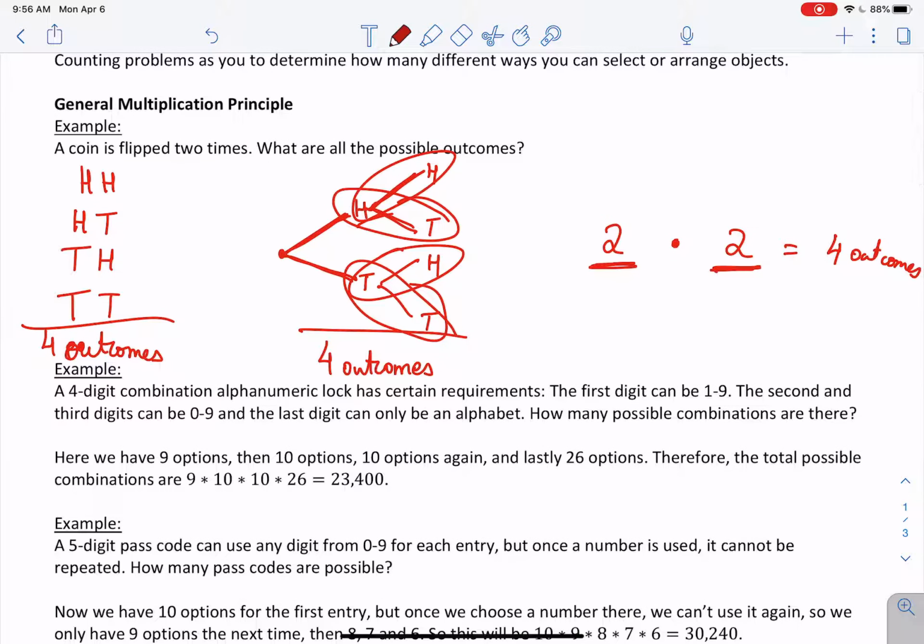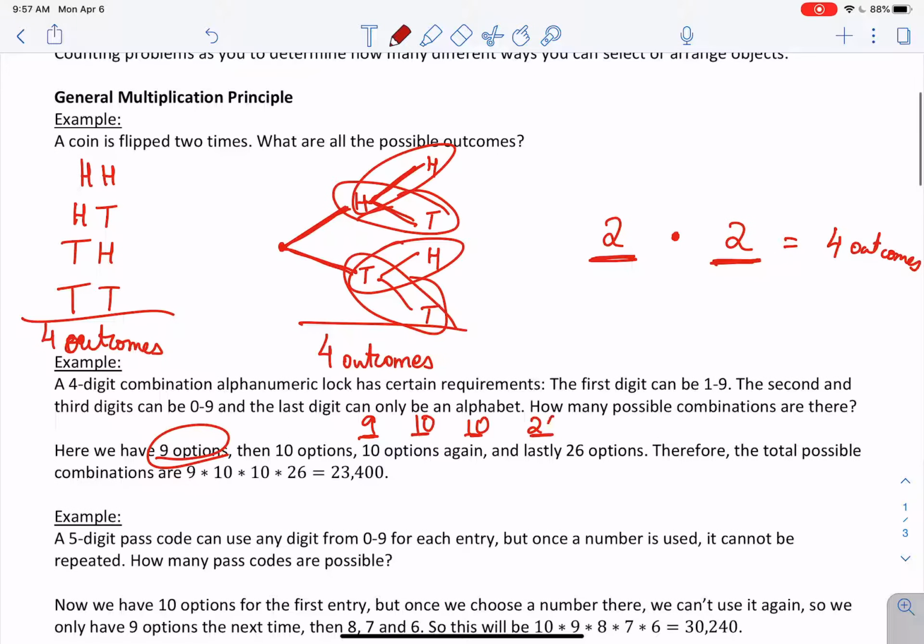So for example, if we look at this next one, we have a 4-digit combination alphanumeric lock. The first digit can only be 1 through 9. The second and third digits can be 0 through 9. And the last digit can only be an alphabet. So we have 1, 2, 3, 4 options. And then from 1 to 9, we have 9 options. Then we have 10 options from 0 to 9 for both of them. And then we have 26 options for the alphabet. So we're listing in each possibility we have for each slot that we're filling in. And then we multiply it all together and we get 23,400.